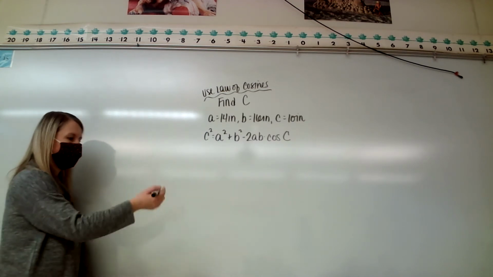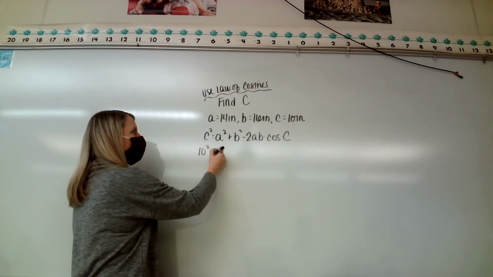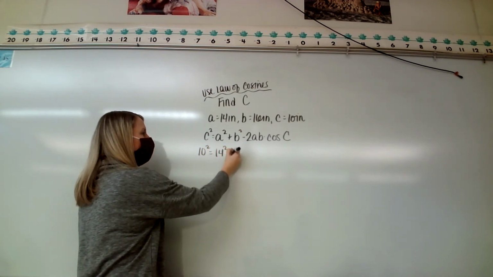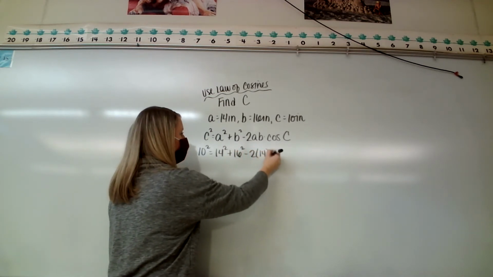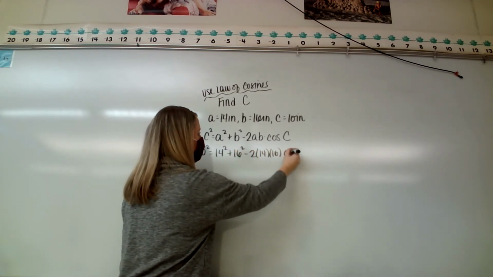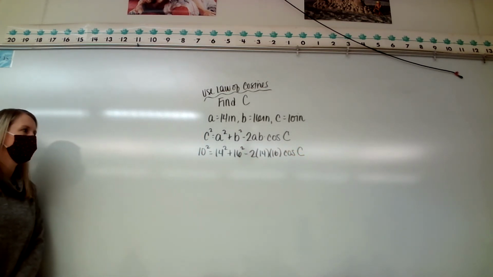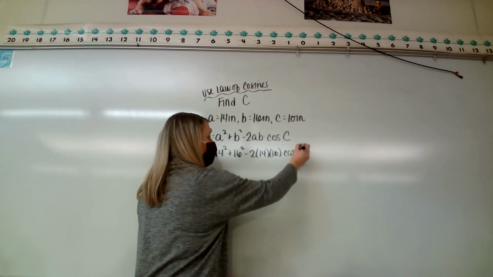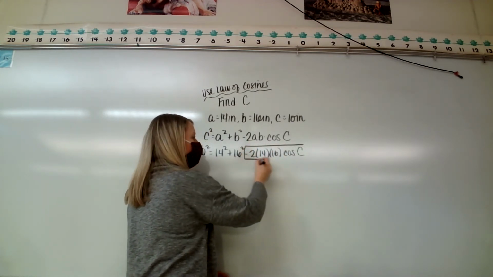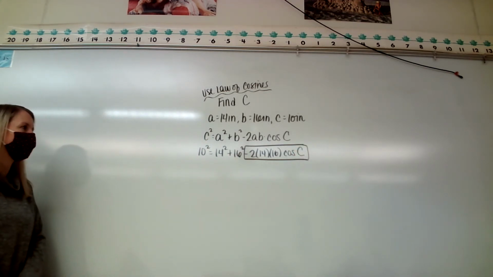So I'm going to do mine. That should be an easier step because we're just throwing stuff in. 10 squared equals 14 squared plus 16 squared minus 2 times 14 times 16 times cosine of C. At this point, I still do this every time. I've been teaching trig a while. I just need to organize my brain sometimes. So I just remind myself those are stuck together with multiplication.